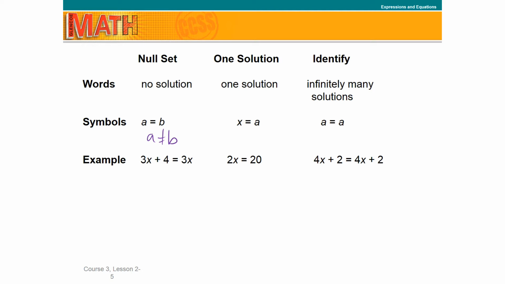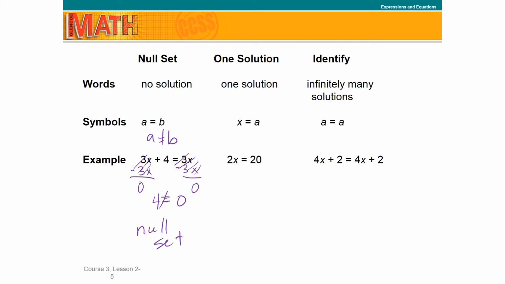So in the first example that I have here, I need to combine the like terms, the 3x, so I'm going to subtract the 3x. And what ends up happening is the 3x's are eliminated. 3x minus 3x is 0. So all I'm left over with is 4 is equal to 0. And we know that 4 does not equal 0. So this would be called a null set, or you can say no solution.